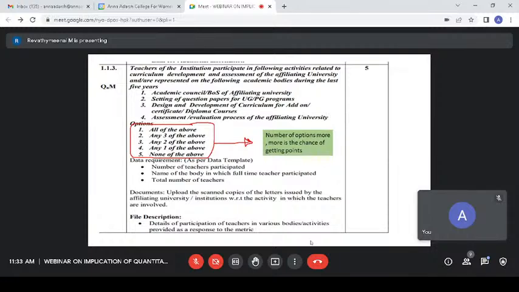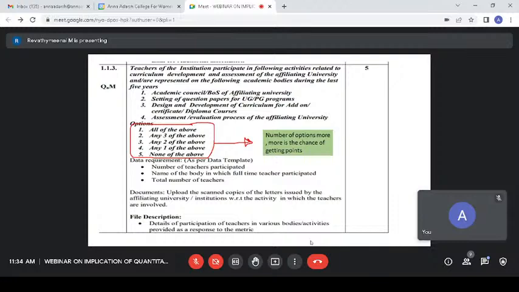If you look at the metrics, the way a particular metric is measured, that is 1.1.3, is going to be measured on a 5-point scale. 5-point scale is 0, 1, 2, 3, 4. So here, this 5-point scale is actually working. All the above would mean 4 out of 4. Any three of the above would mean 2 out of 4. Any one would be 1 out of 4, and none of the above would mean a 0. So here you are actually getting the benchmark. The more options, the more the chance of getting the points.